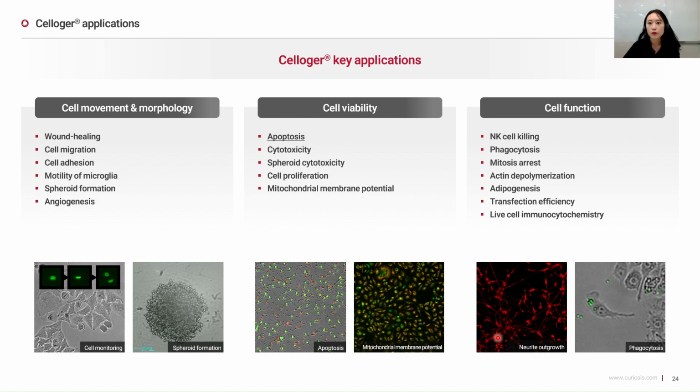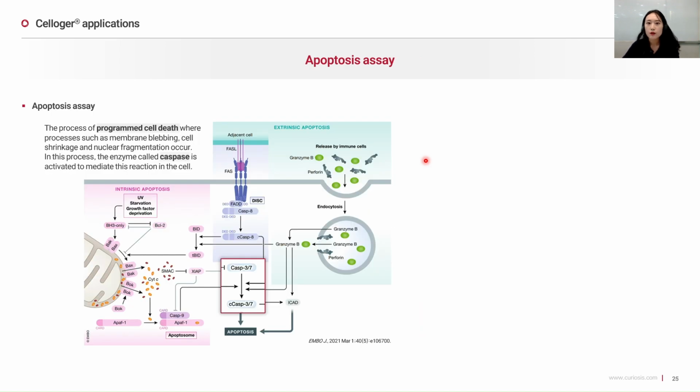Next, let's explore how to use live cell imaging to observe one of the key cell death mechanisms, apoptosis. Apoptosis, which is programmed cell death, is a carefully controlled process that includes events like membrane blebbing, cell shrinkage, and nuclear fragmentation.